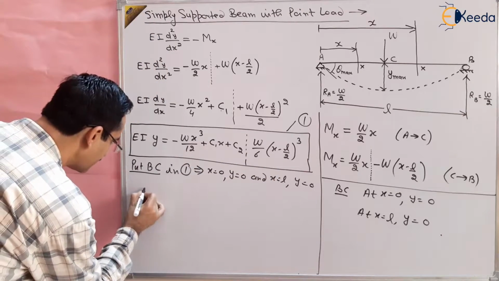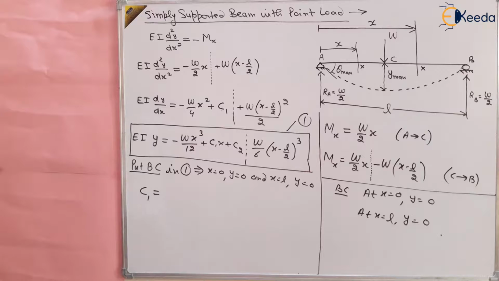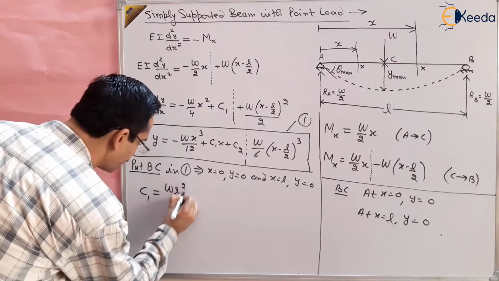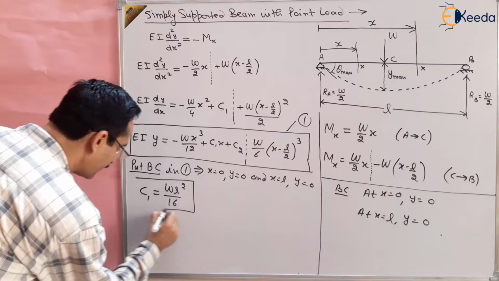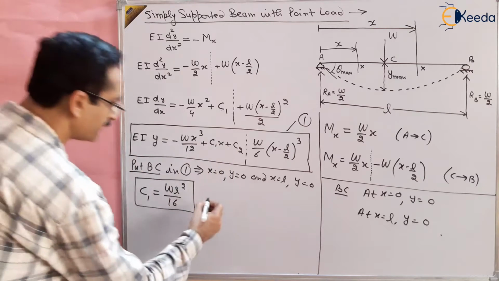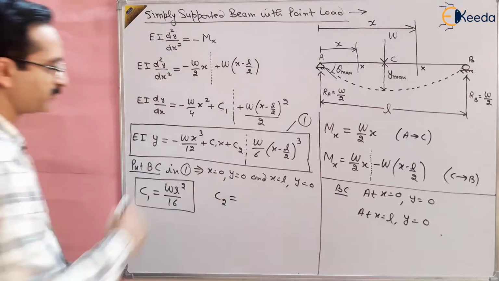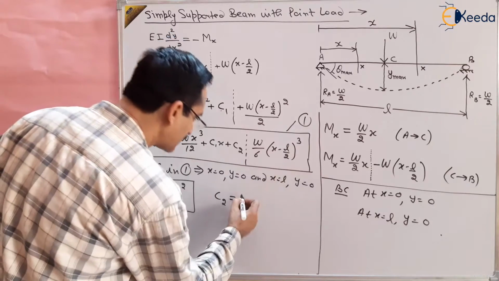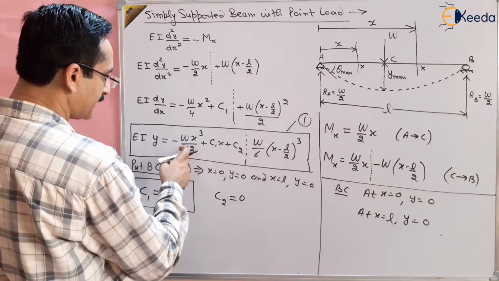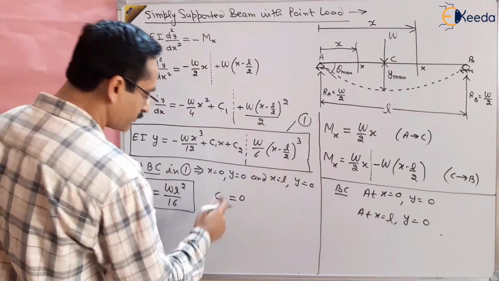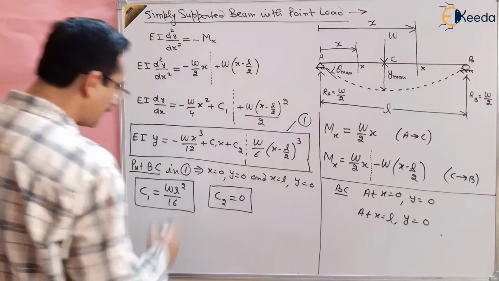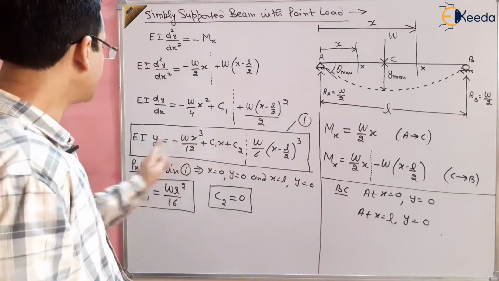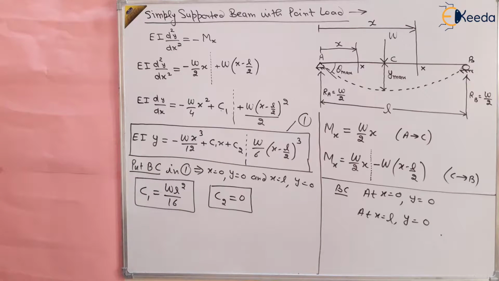I am writing directly the value of C1 and C2. The value of C1 is WL square by 16. This is C1. Solve it and you will get this value. Put the value here and you will get the final value. And C2 I am writing directly because it is mathematics and you can solve it. C2 will come out to be 0, because this is L and this again L by 2, you will get L by 12 and this will cancel out. So C1 will be this, C2 will be 0. Finally you will get the final deflection equation, which I am writing here.